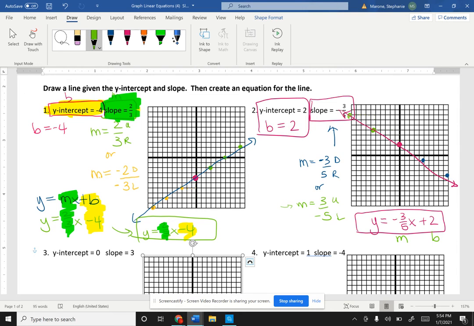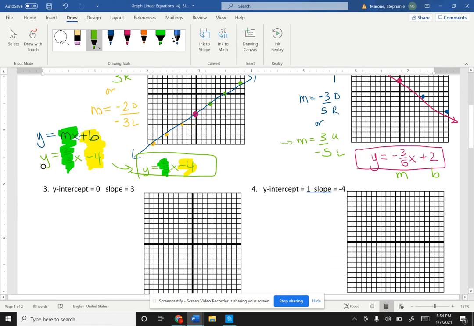Next one, the y-intercept is, sorry, it froze for a little bit.